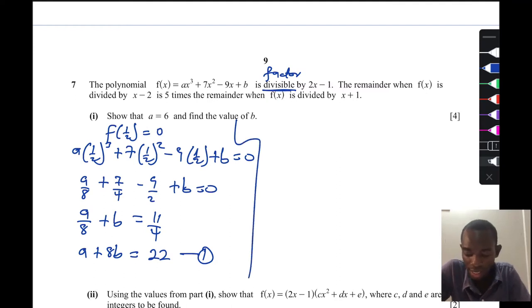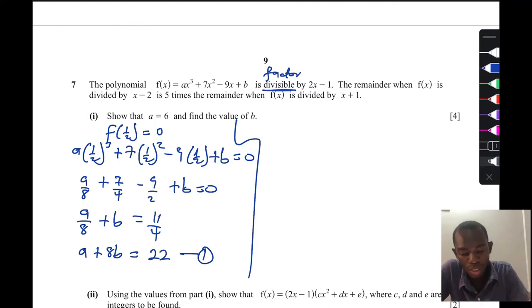Then let's continue the story. It says that the remainder when f of x is divided by x minus 2 is 5 times the remainder when f of x is divided by x plus 1. That statement is really important. You need to understand what's happening here. When you find the zero of x minus 2, you have x equals 2. True or false? True, right?